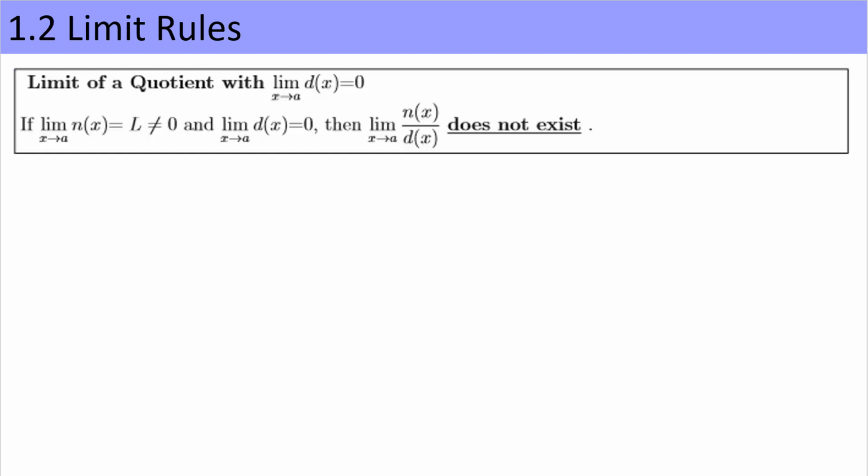Limit of a quotient: if the limit as x approaches a of d of x, which is the denominator, equals 0, and the limit as x approaches a of n of x, which is the numerator, equals a value that's not equal to 0, then the limit as x approaches a of n of x over d of x does not exist.